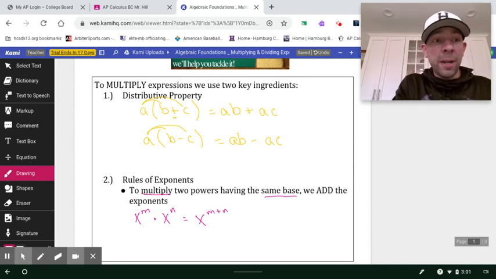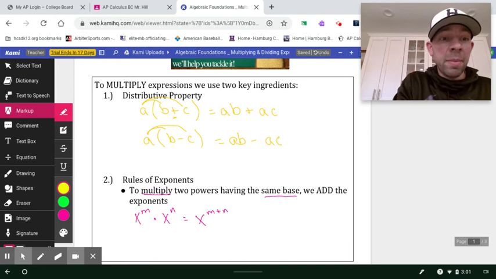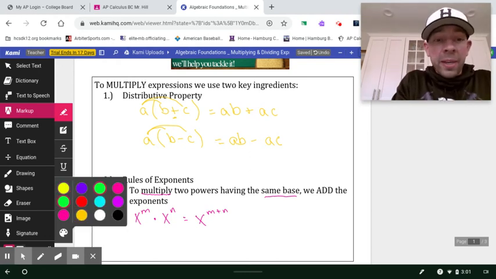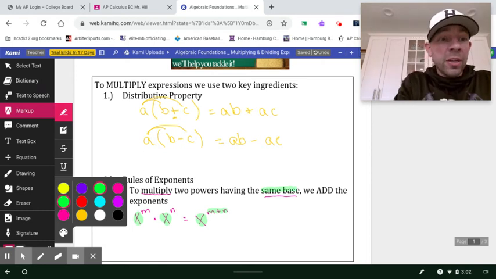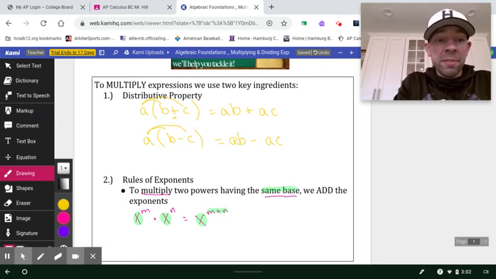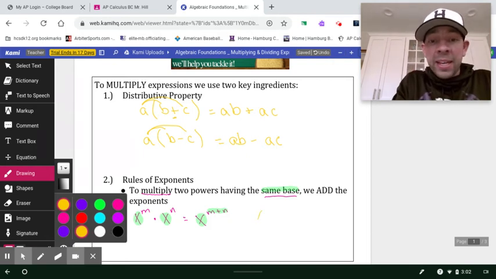So in a nutshell, here's the key. They got to have the same base, right? If this base is the same as this base, you're going to keep that base the same and just add those exponents together. That's all you got to do. But key here in your notebook, emphasize they got to have the same base. So what does that look like as maybe a specific example? Let's say I had x to the fourth multiplied by x to the third. Okay, the product would simply be x to the seventh.